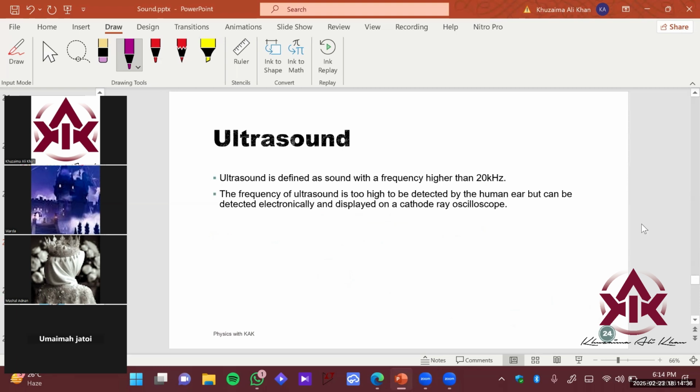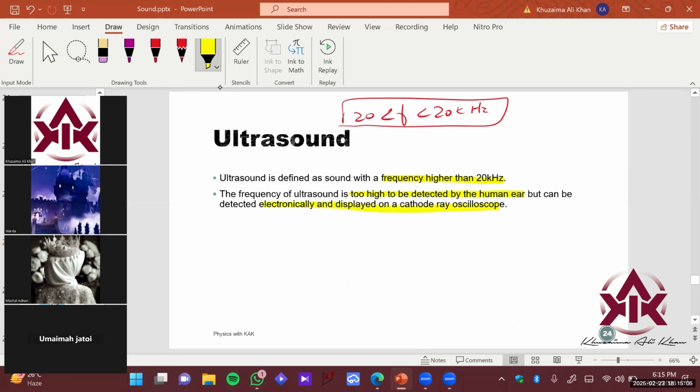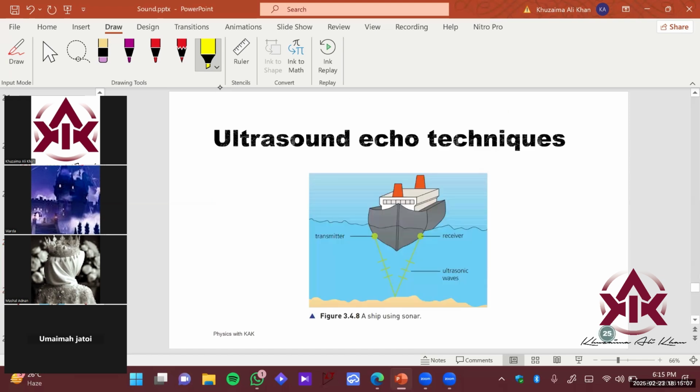Then we have ultrasound. We have already discussed this in the last lecture. So ultrasound is the sound which is produced at a frequency greater than 20 kilohertz, right? If you recall, the audible range of frequencies is from 20 hertz to 20 kilohertz, right? And if you go above 20 kilohertz, the sound is called ultrasound, right? The sound is too high to be detected by normal ears, but we can use computers or electronic instruments to display it on a cathode ray oscilloscope, right? This is used in sonar, right? Ultrasound is used in sonar application, right? What is sonar?